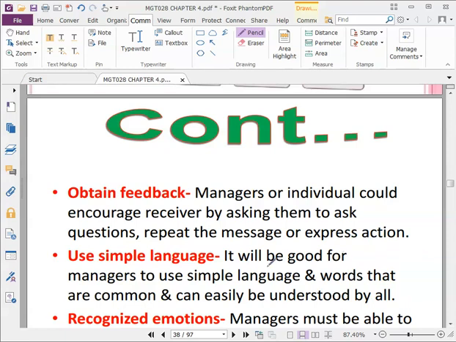You use simple language. It will be good for managers to use simple language and words that are common and can easily be understood by all. So kalaulah dalam organisasi tu staff kita ramai yang orang Melayu, so why not? Okay, why not all the managers? Okay, gunakan bahasa Melayu juga supaya semua orang boleh faham. Okay, itu maksud dia use simple language.